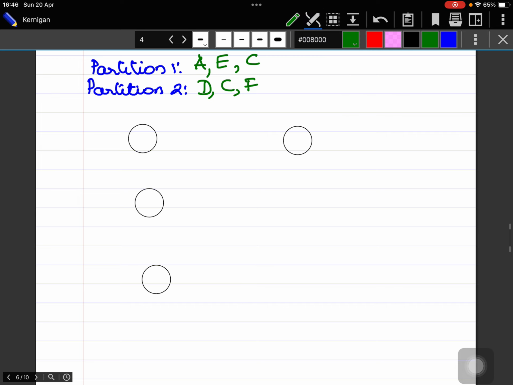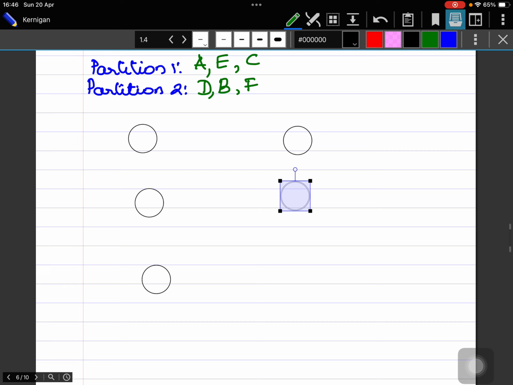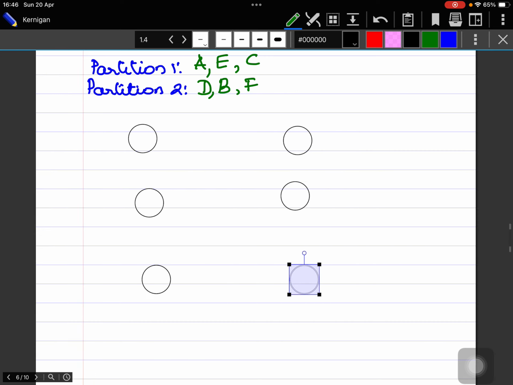This will be D, B and F. Yeah. So my graph will now be between A, E and C and D, B and F. Right. So how can I draw the lines now? I'll take my ruler.